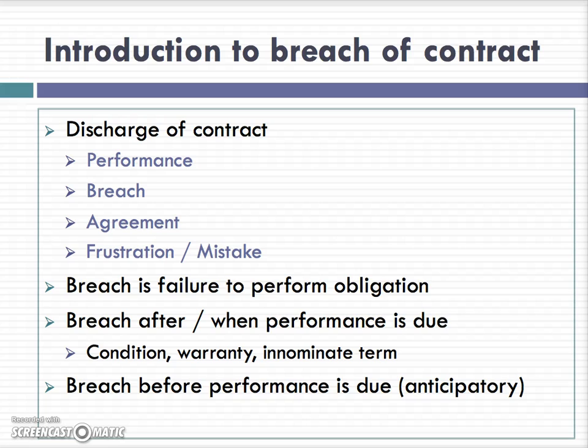However, this lecture is on breach of contract. In its most basic form, a breach of contract is a failure to perform an obligation under a contract. Breaches can occur after or when performance is due, and when this occurs, a breach may amount to a breach of a condition, a breach of a warranty, or a breach of an innominate term. There's also a separate category of breach, which is breach before performance is due. This is called anticipatory breach.